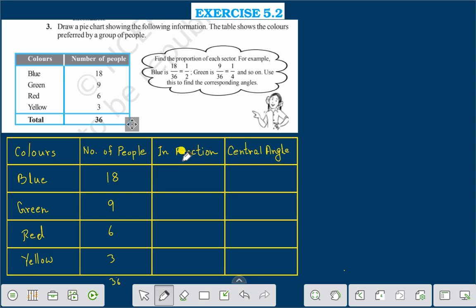In fraction it is 18 by 36. This one is 9 by 36. This one is 6 by 36. And this one is 3 by 36. We'll find the central angle.